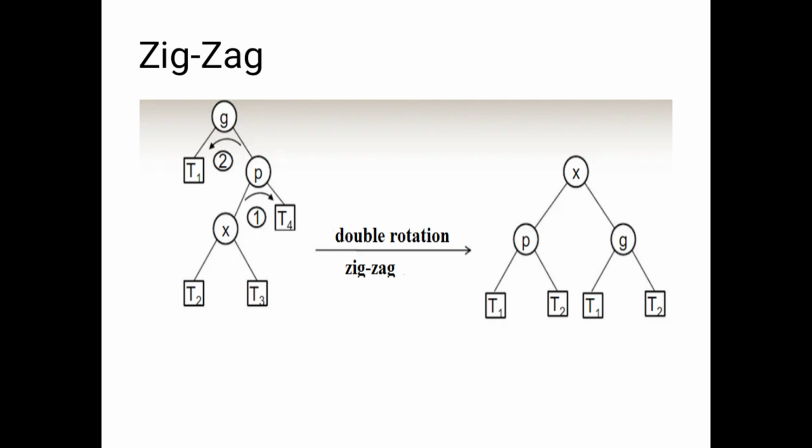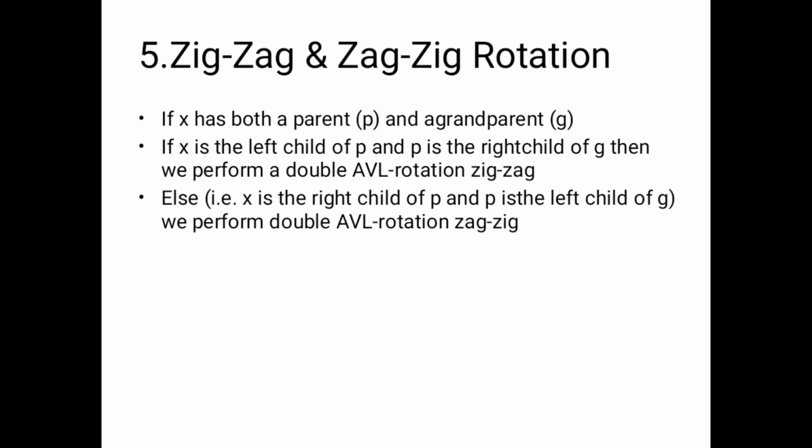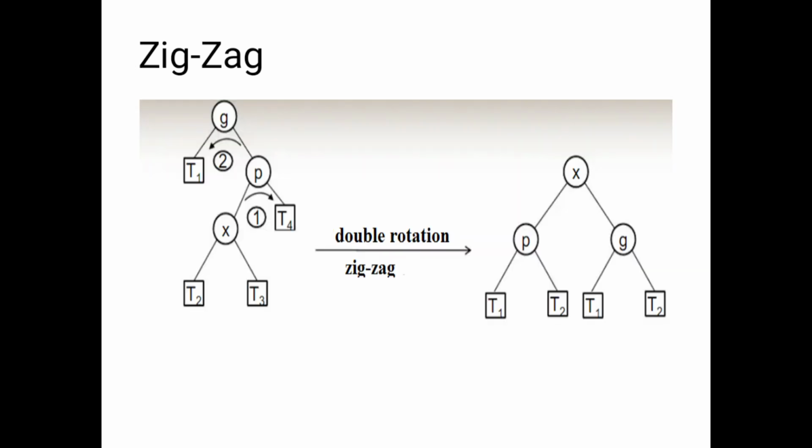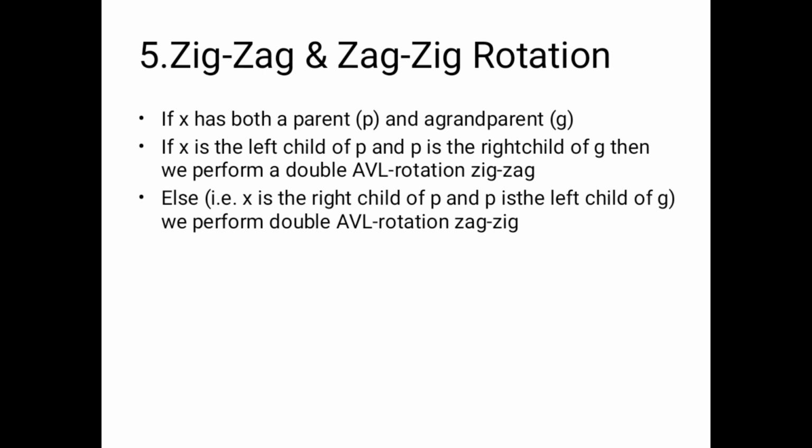Here we have to take x, and here x is on the parent's left side. We have to see that x is the left child of p, and p is the right child of g. This is the last rotation, zigzag and zag-zig rotation. If x has both a parent and a grandparent, and x is the left child of p and p is the right child of g, then we have to do the zigzag rotation, otherwise we have to do the zag-zig rotation.